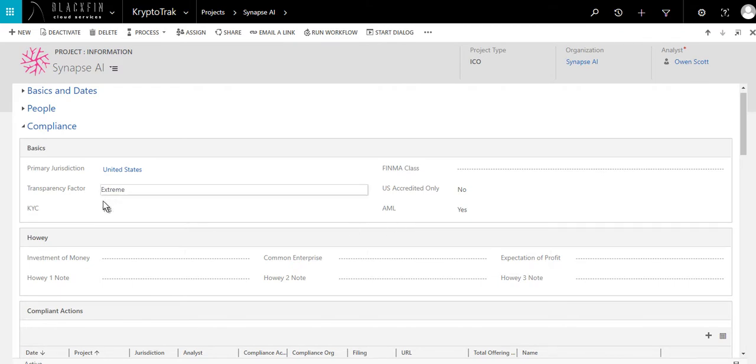KYC, yes or no? Did they use KYC when they did their sale? I don't have a lot of details about this aspect of it, but you can see here that you can track that if you need to. Accredited investor only, you can look at that.